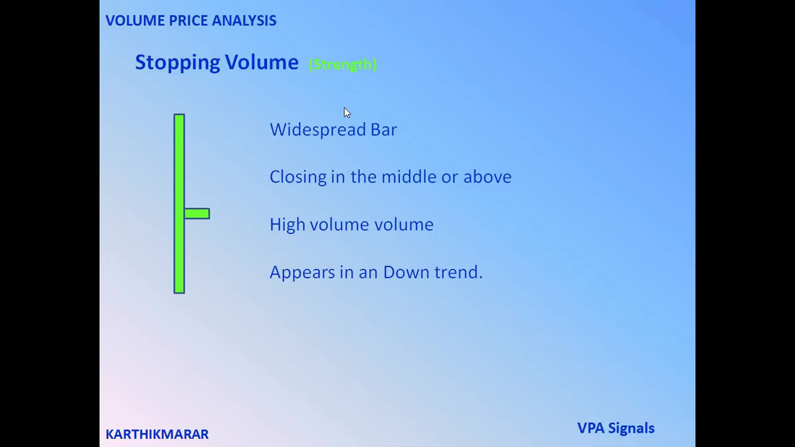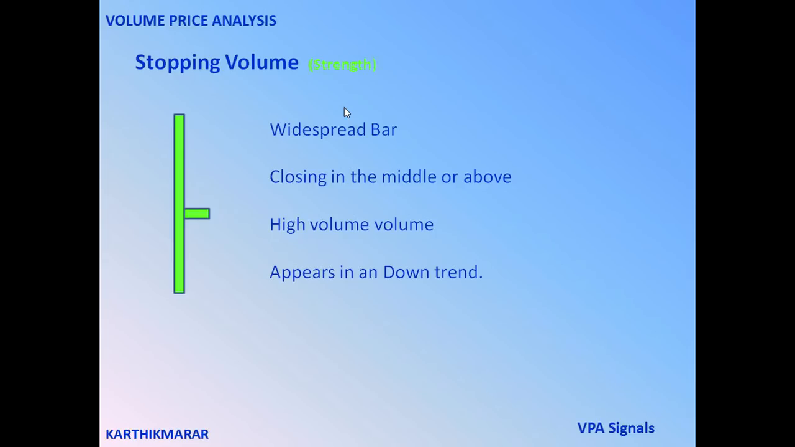Okay, before going into the strength, there are other indications of weakness, like up bars with high volume, with narrow spread, and closing in the middle or low, which indicate supply is coming in, swamping the demand. That is also a weakness.